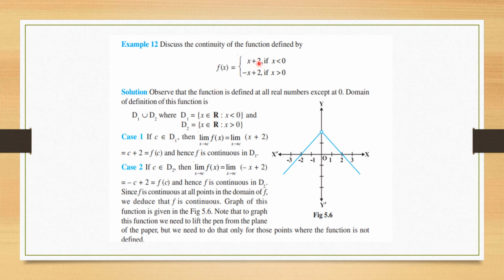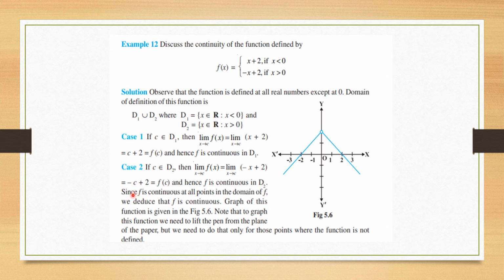D1 is x belongs to R for x less than 0, and D2 is for x belongs to R, x greater than 0. So we take a point in domain D1 for which we are checking the limit. The limit as x approaches c of f of x is the limit as x approaches c of x plus 2, which is c plus 2, and which is also f of c. Hence the function is continuous in D1. Similarly for D2, the limit as x approaches c of f of x is minus x plus 2, that is minus c plus 2, which is again f of c. So the function is continuous in D2.